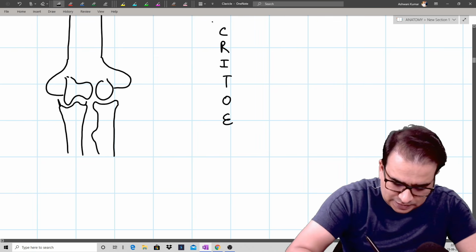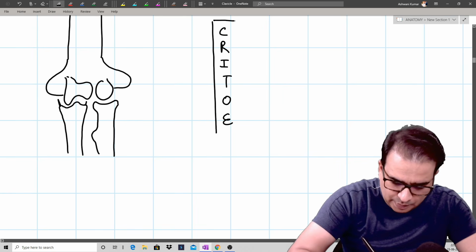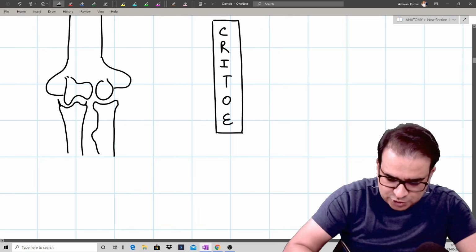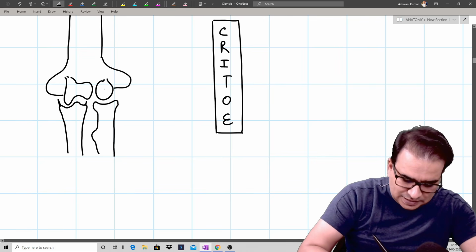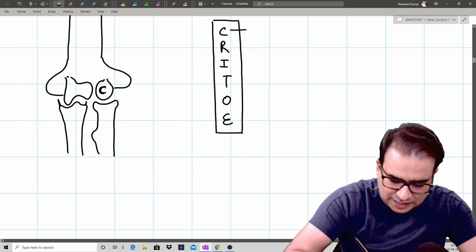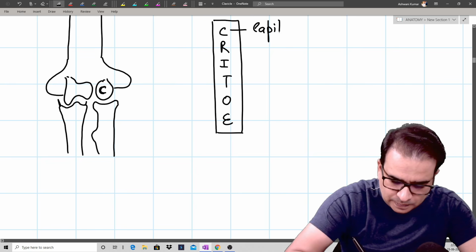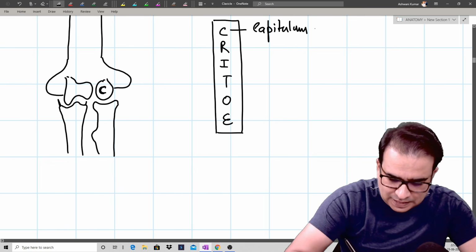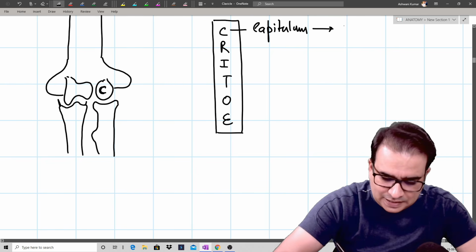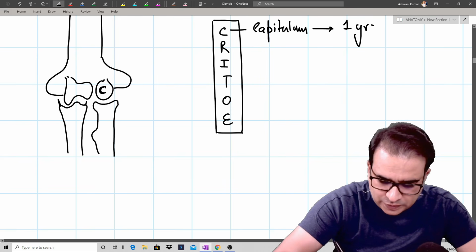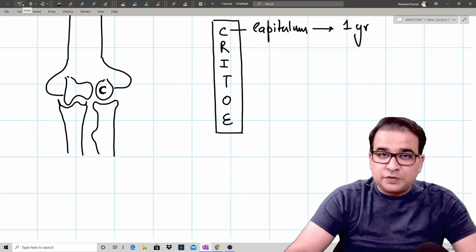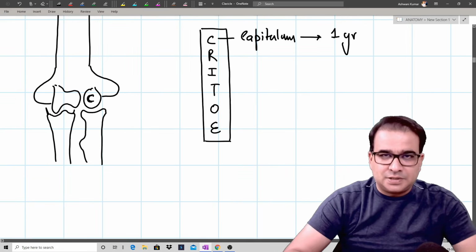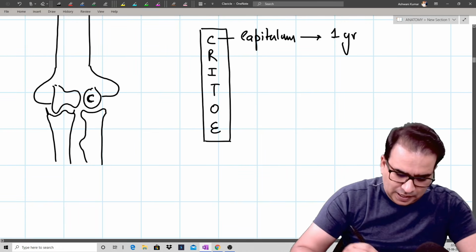CRITOE. This is a mnemonic which will help you remember the secondary centers of ossification, the CRITOE. What is C, guys? C is the capitulum part. So C corresponds to the capitulum, and the center for the capitulum appears in the 1st year of postnatal life. That's the time of appearance, not the time for the fusion.